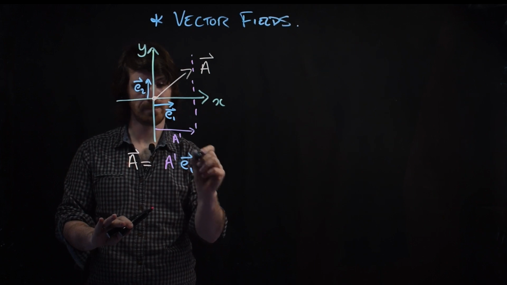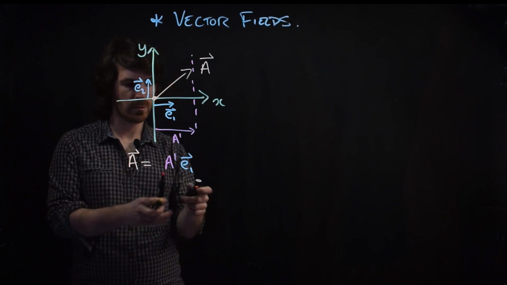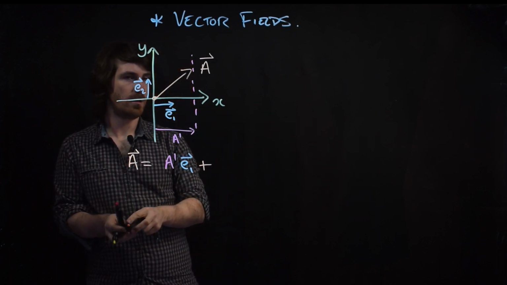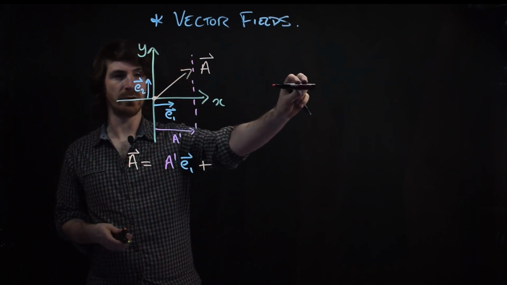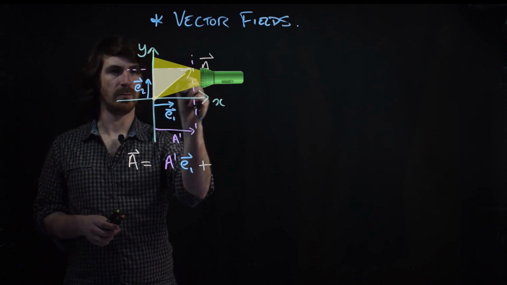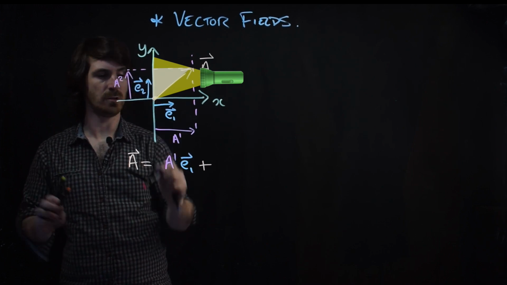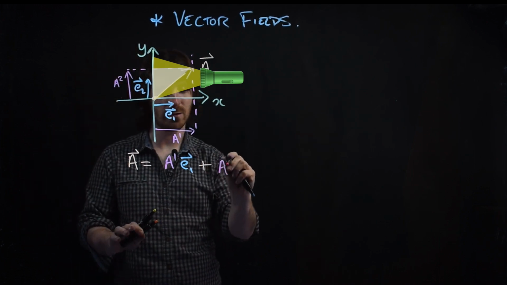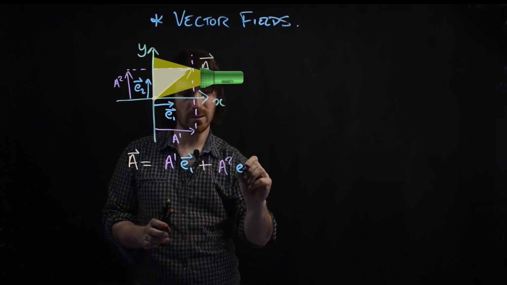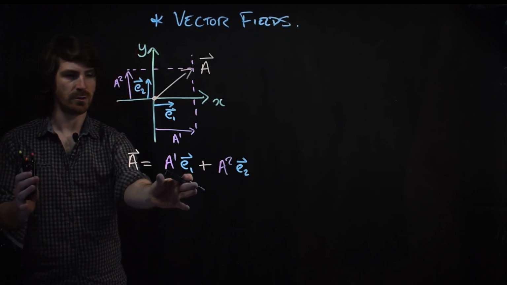So our vector A can be constructed by going A superscript 1 along x, so E1, plus, and let's shine our torch this way now, and we get a length of a shadow cast called A superscript 2, plus A2 in the y direction, which has a basis vector E2. Okay, so you know all of this.